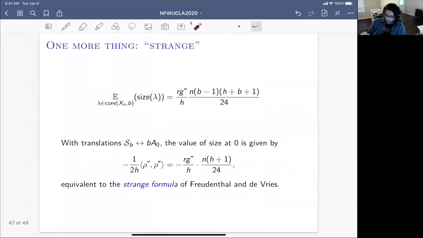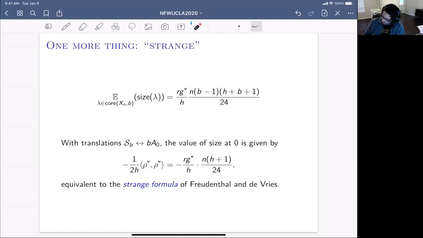And just one quick thing, because I know we have to get to Alejandro's talk. I wanted to explain the strange 24, because that's always nice to do. The reason that 24 is there is actually due to an evaluation basically at zero. When I'm trying to find these zeros to do the polynomial method, I find one maybe at zero or something like this. And to evaluate that, I have to use this strange formula of Freudenthal and de Vries, which they were using in the context of Lie theory. It's originally for just the inner product of rho with rho, which is half the sum of the positive roots.